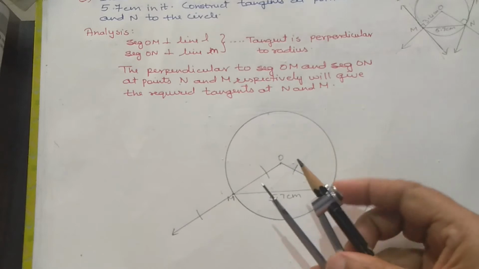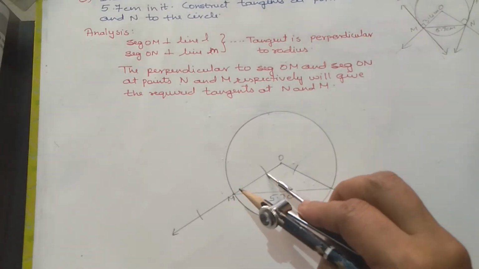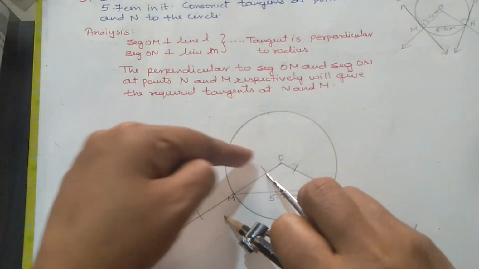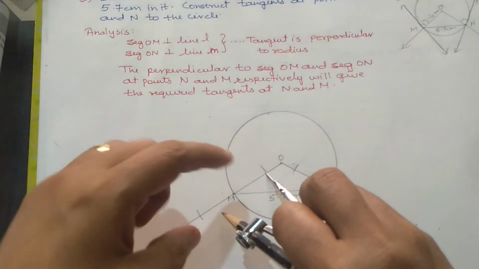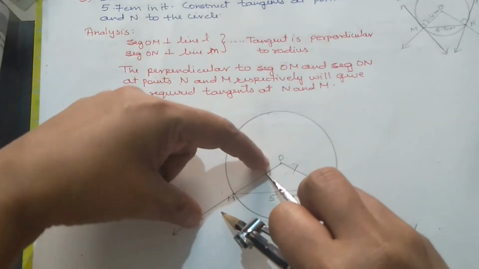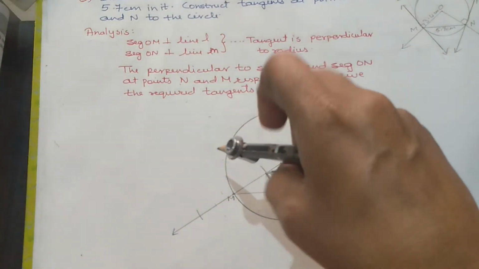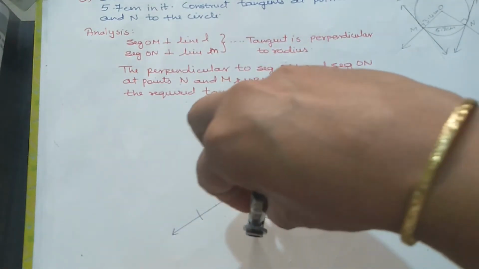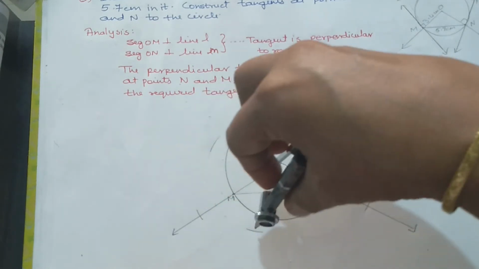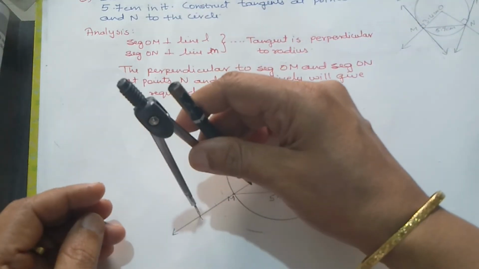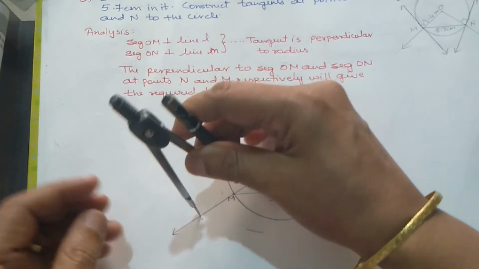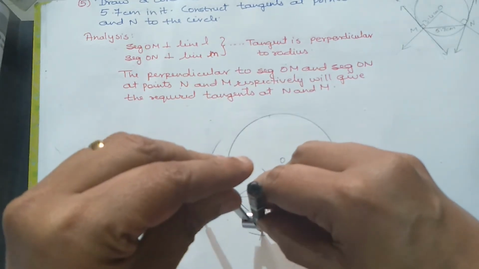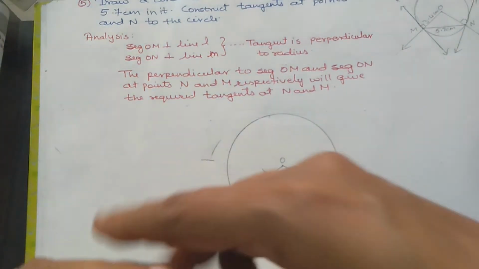Now take a measurement more than half the distance of these two arcs. More than half of the distance between these two arcs. So we'll take this much measurement, then keep once on this arc and draw an arc on the top and draw an arc at the bottom, not tangent, arc. Then keep another time over here on the other arc and draw an arc at the top as well as bottom.